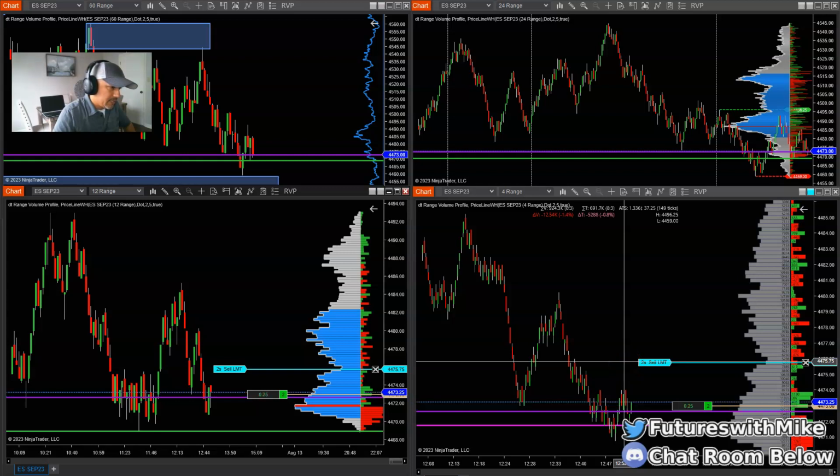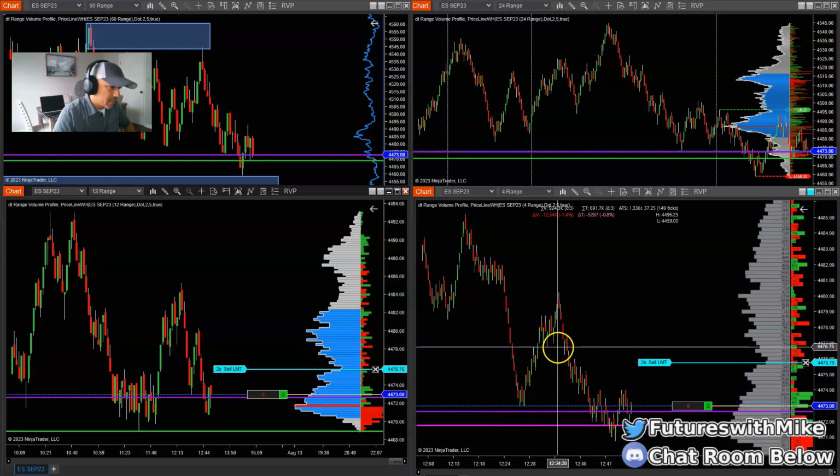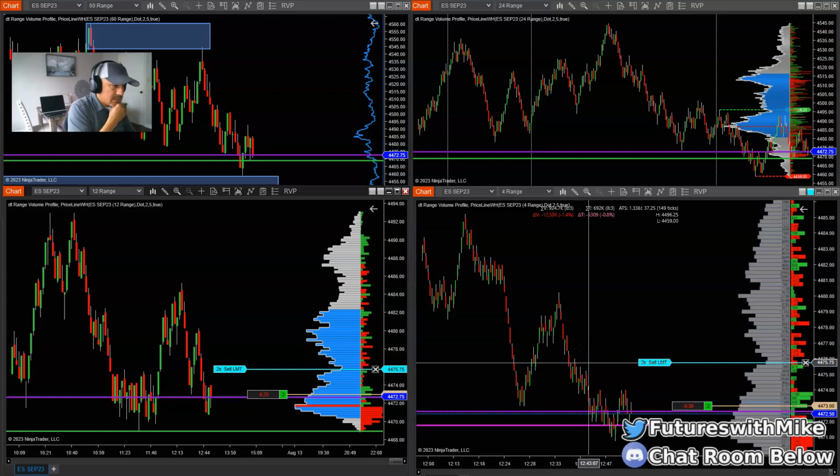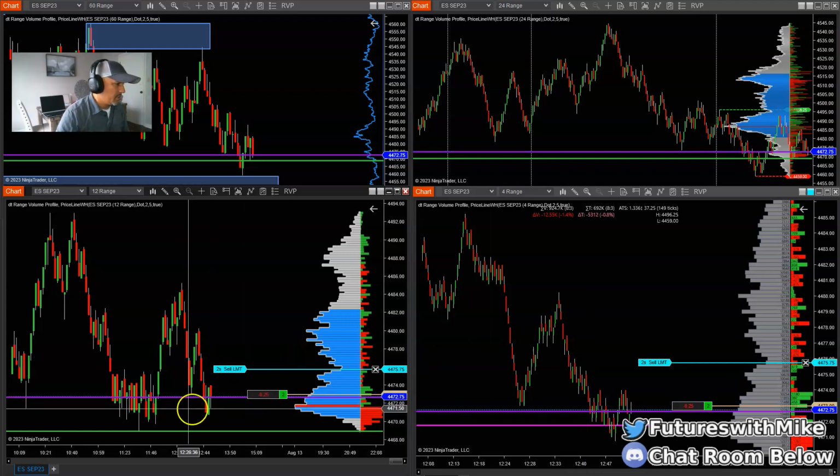Back to the upside. Small break of structure right here off the 4 range, as you can see right below here at 76 3/4. So I think we should be okay here where I have my profit target resting. And price can continue pushing to the upside here.